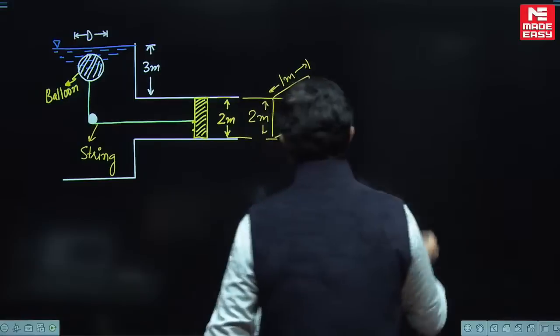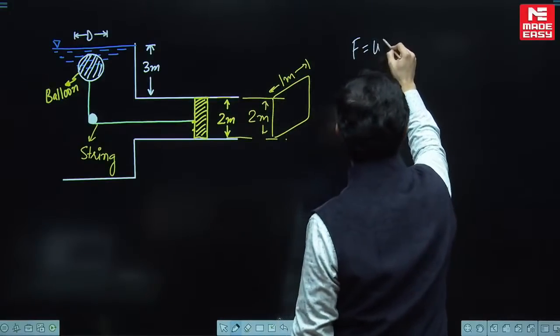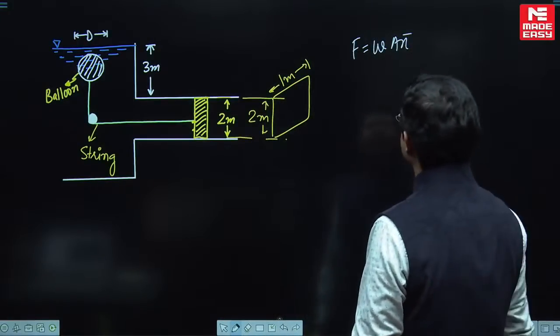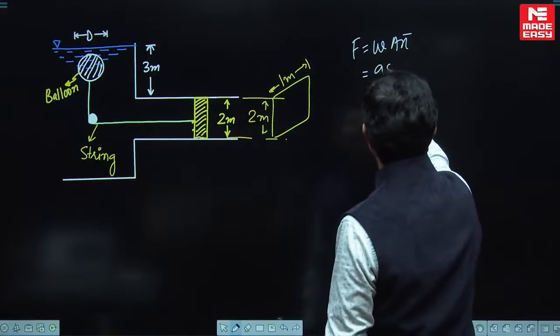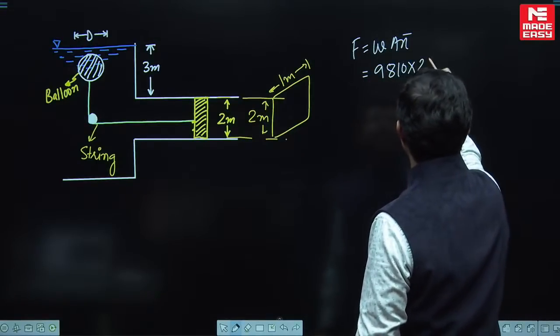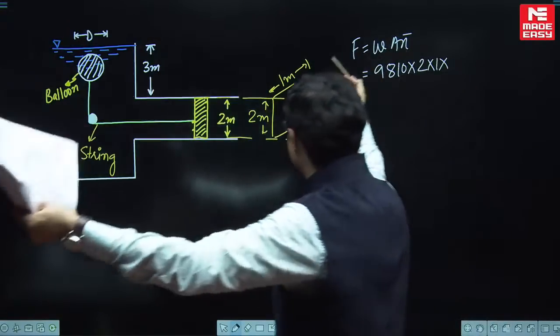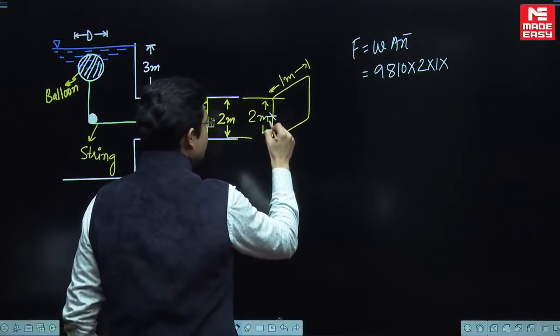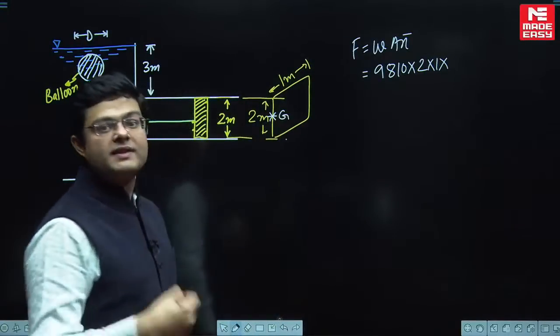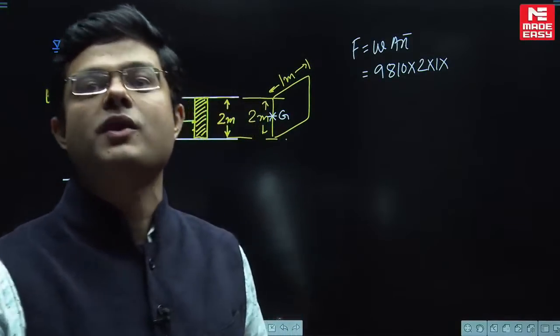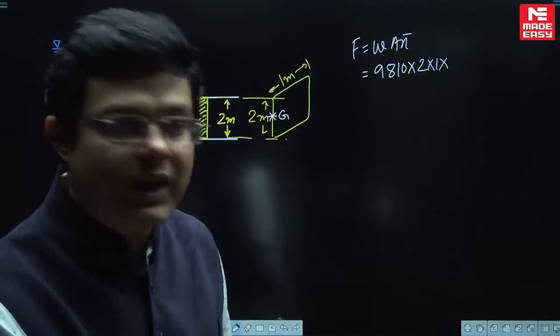चलो सबसे पहले यहाँ से शुरू करते हैं. What will be the hydrostatic force? Hydrostatic force is W A X bar. So W is 9810 multiplied by the area of the gate, 2 cross 1, into X bar. So my dear students, somewhere here is going to lie the CG. What is X bar? X bar is the vertical distance of CG of the gate from the free surface.